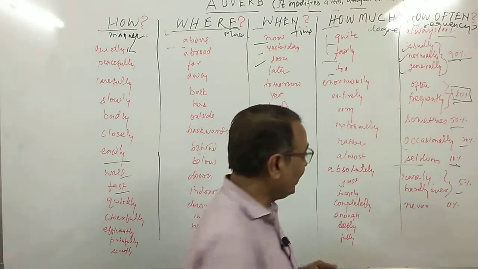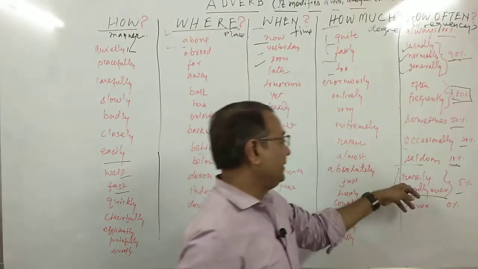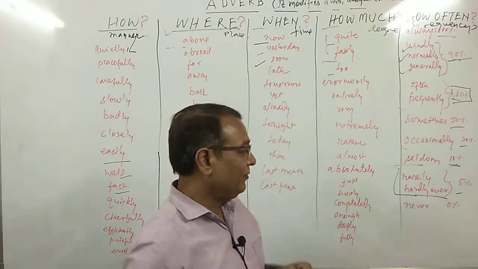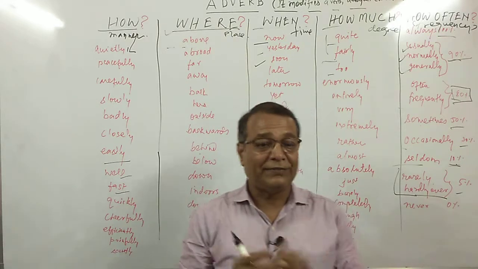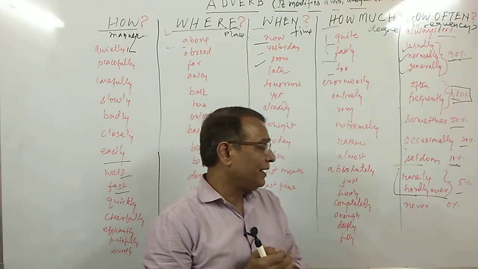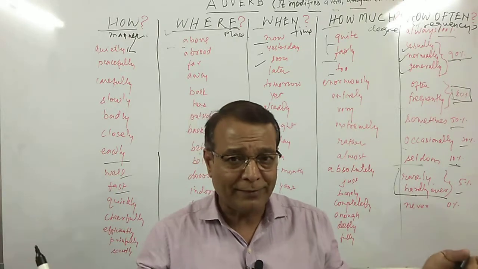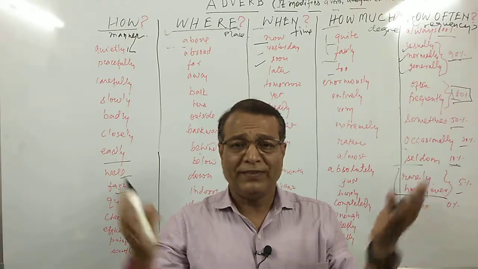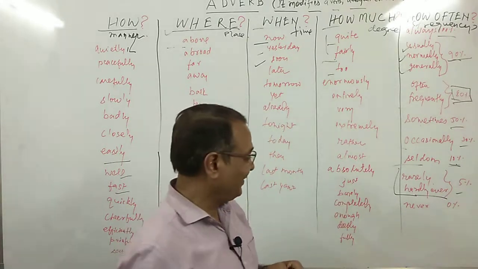Rarely or hardly ever. Hardly ever is a phrase and rarely is a word, an adverb of frequency, right? When you say rarely, it means 5% of activities. I rarely go to the cinema. That means I don't have time, and maybe once in a blue moon I go to the cinema, and that's why I'm using rarely go to the cinema.